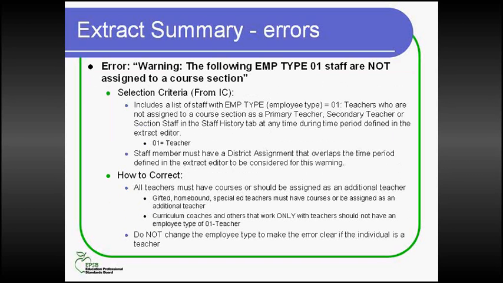Another warning, the following employee type 01 staff are not assigned to a course section. Employee type 01 is the teacher employee type. All teachers must either have a course or be assigned as an additional teacher. This includes gifted teachers, homebound teachers, special ed teachers, art, music, and PE teachers. All of those folks are teachers. Don't change it to support or other to clear this error, because if they are teachers, they must be listed as a teacher.